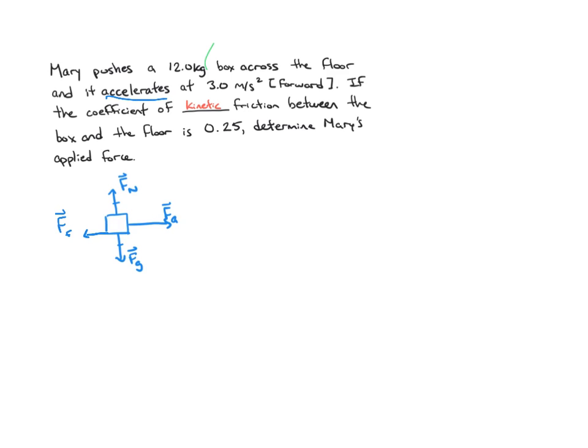First thing I will do is list some stuff out. So I know that the mass is 12 kilograms. And I know that the acceleration is 3.0 meters per second squared forward. And I know that the coefficient of kinetic friction is 0.25. All right, those are the things I know.